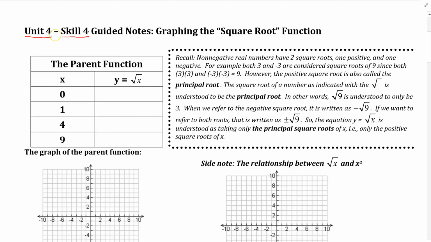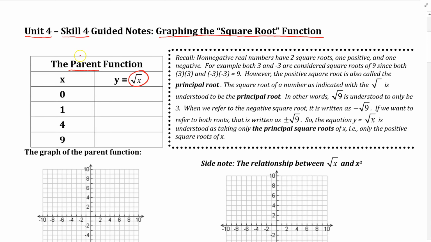the square root function, which is one out of our two parent functions for this unit. So hope you enjoy. In this video, we're going to look at graphing what's called the square root function. That's a function that looks like this right here, where y is equal to the square root of x. This is what we call the parent function.